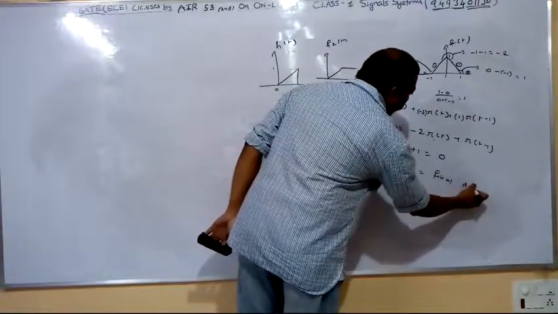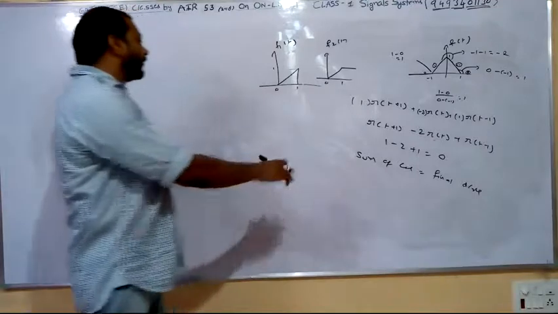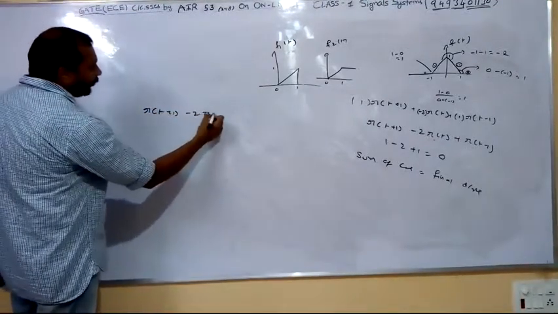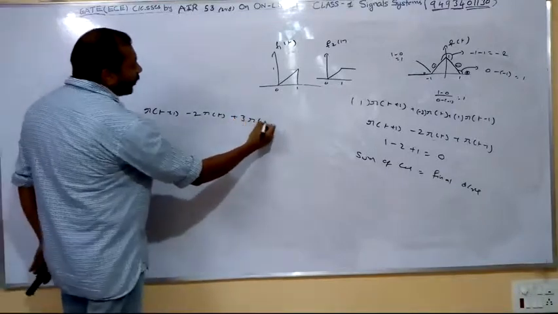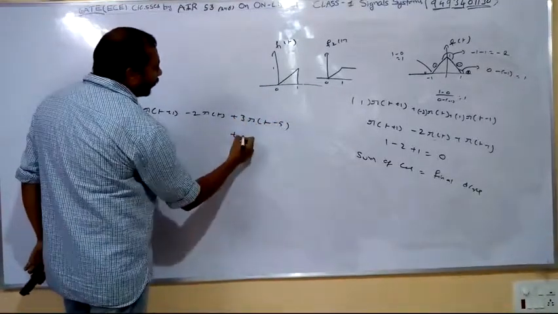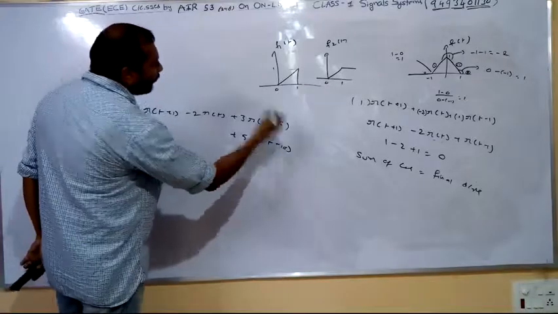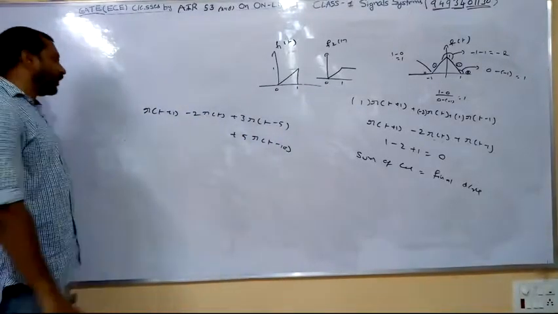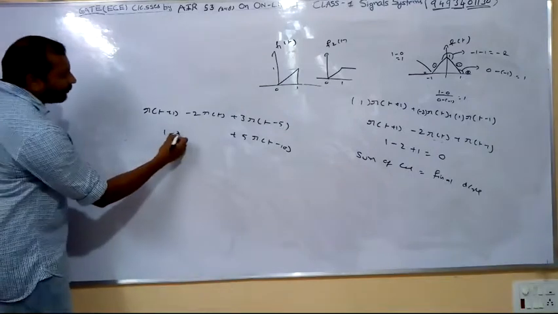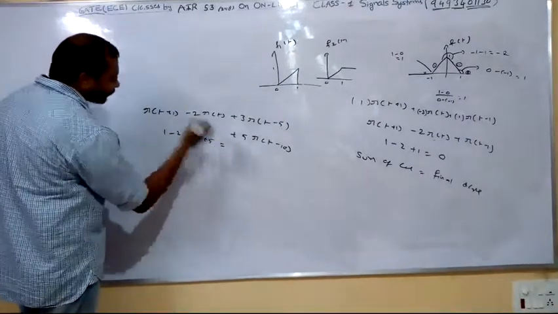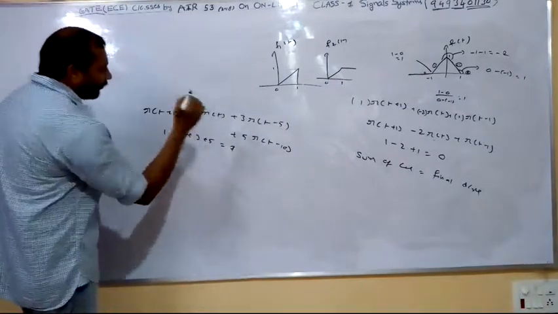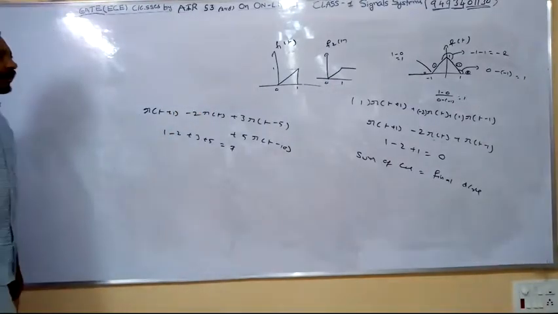They will give you some signal, some random signal like this: r of t plus 1 minus 2 into r of t plus 3 into r of t minus 5 plus 5 into r of t minus 10. What is the final slope of the signal? They may ask you. The corresponding final slope is equal to simply 1 minus 2 plus 3 plus 5, which is equal to 7. Like that you can directly write.